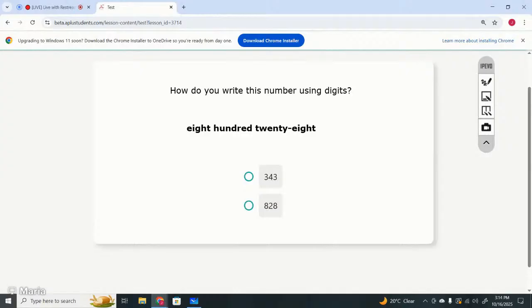How do you write this number using digits? 828. So which is the correct option?